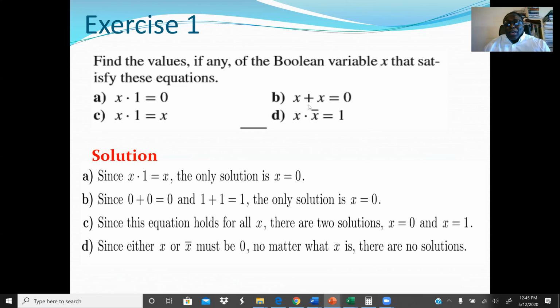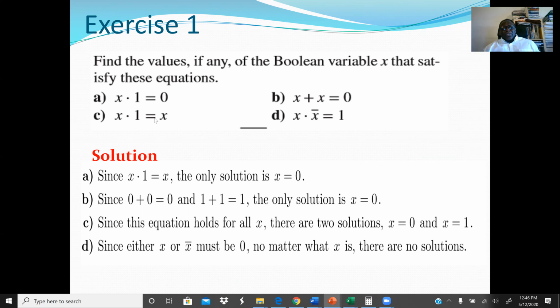Now let's look at b. x plus x is 0. This is also possible only if x is 0. So we say since 0 plus 0 equals 0 and 1 plus 1 equals 1, the only solution is again x equal to 0. Again, this is binary. The variables can have only 2 possible digits, 0 or 1.